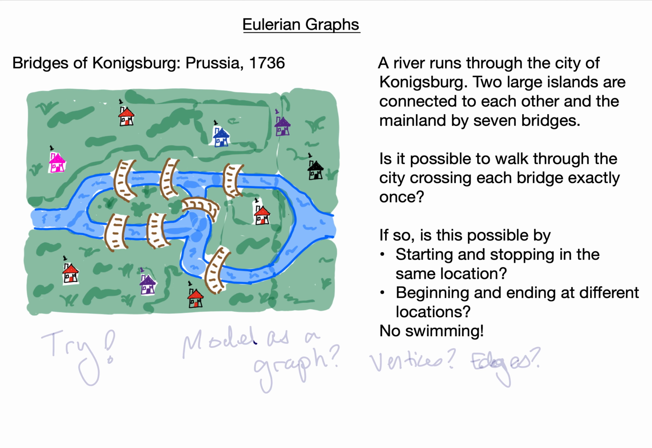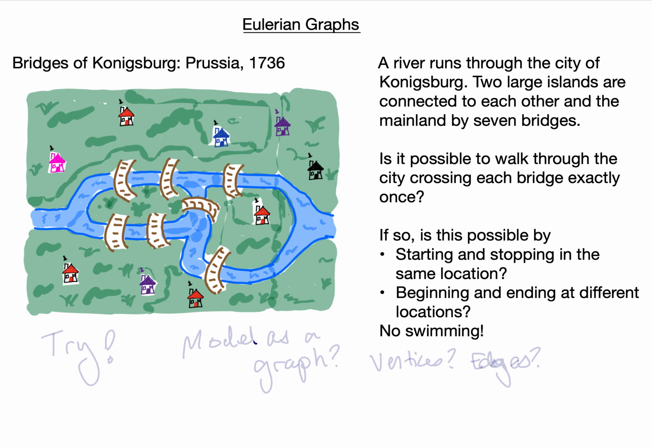So the question was, is it possible to walk through the city crossing each bridge exactly once? And if so, is this possible to do by starting and stopping at the same location, so beginning and ending your stroll in the same place, or by beginning and ending at different locations? And no swimming is allowed. You can walk around on the land and you can walk across the bridges.